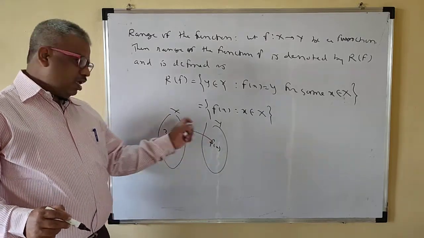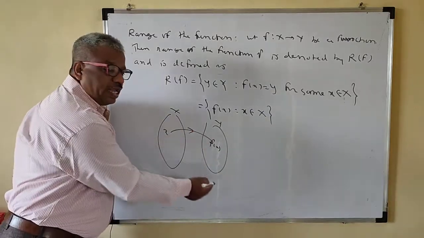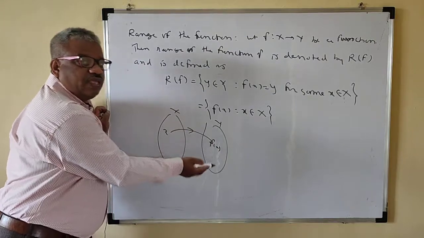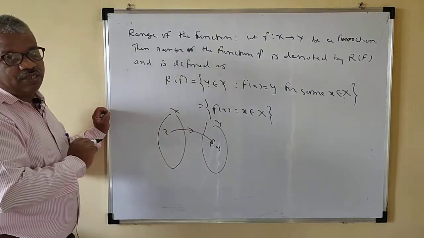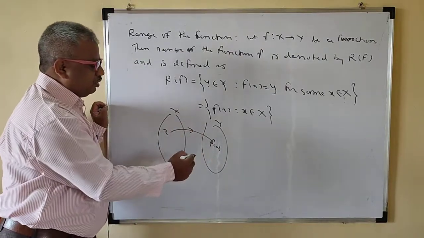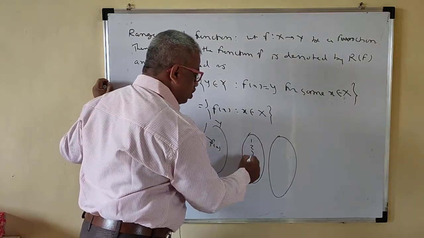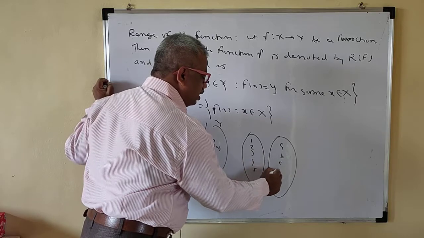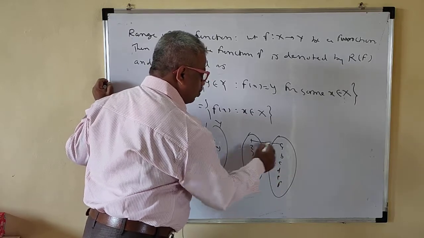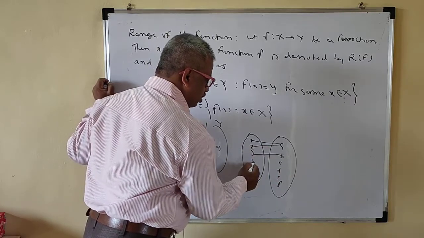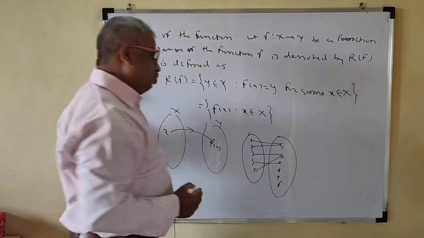F of x is the image of x. That means you have to collect all the elements of the codomain which have at least one pre-image. So suppose you have a function like this: 1, 2, 3, 4, 5 and A, B, C, D, E, F. Suppose I have defined this function like this. Okay, now this is the function.